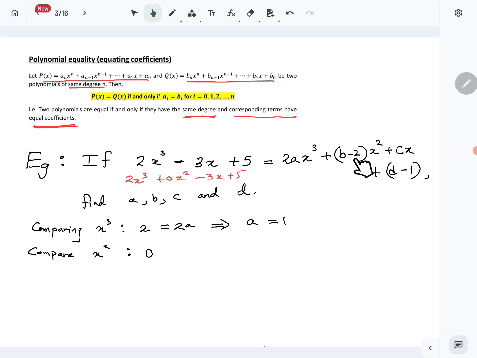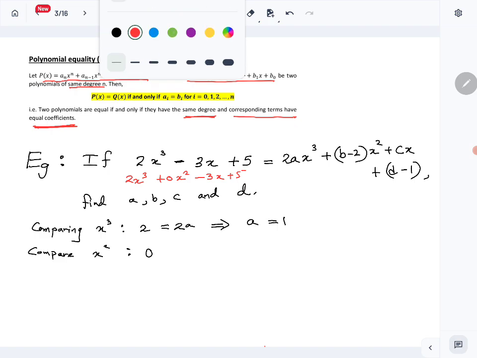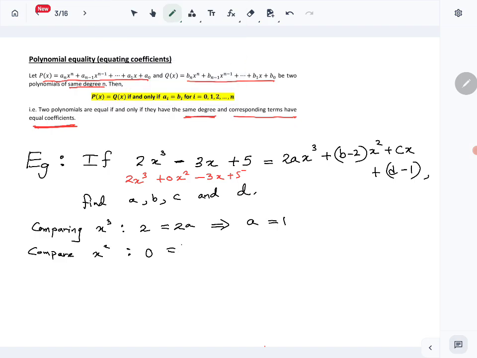Then what is the right hand side? B minus 2. So 0 has to be equal to b minus 2. So then b is equal to what? B is equal to 2, right? Then let's compare x terms. Minus 3, the coefficient, we have to take it with the sign. What is in front of x? Minus 3. On the right hand side, it's what? C. So what is C? C is equal to minus 3, right?